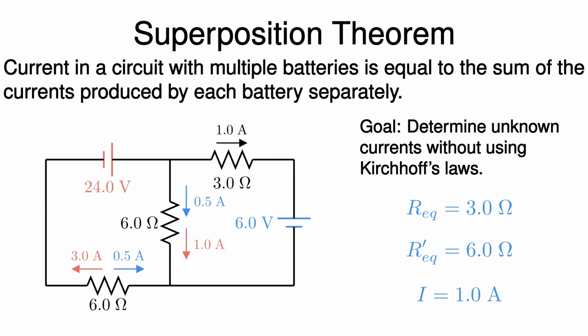right. For the 6 ohm resistor in the middle, the red battery creates 1 ampere of current flowing downward, and the blue battery creates 0.5 amperes of current also flowing downward, making the actual current 1.5 amperes when both batteries are present. Lastly, for the 6 ohm resistor in the bottom left section, there's 3 amperes of current flowing to the left, which comes from the red battery, and 0.5 amperes of current flowing to the right from the blue battery. So the actual current when both batteries are present is 2.5 amperes to the left.